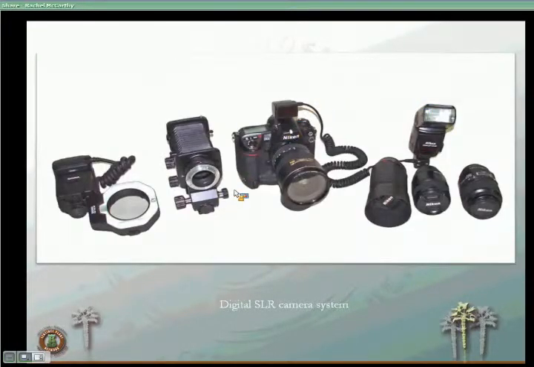This is sort of an example of a digital SLR camera system, some of the extra add-ons that you can add to your system, all sorts of lenses and flashes, some bellows. So this is the type of system you could use for a long period of time, and every time you run into a new situation, you should be able to purchase something that will help you solve that problem.